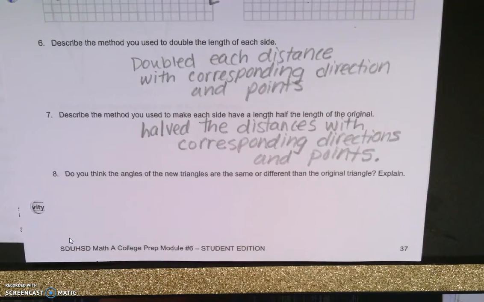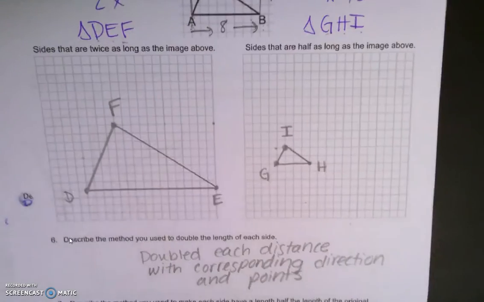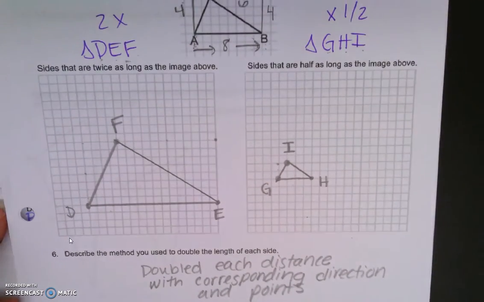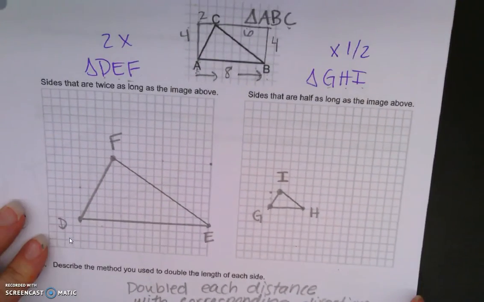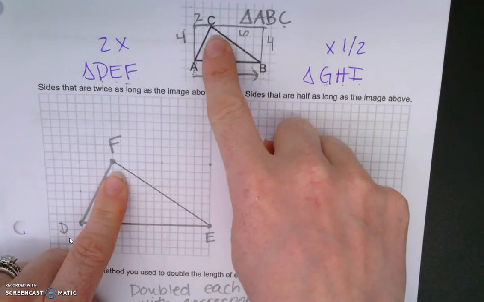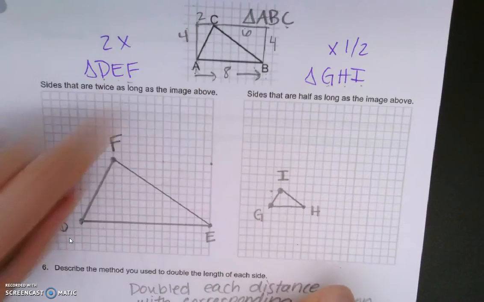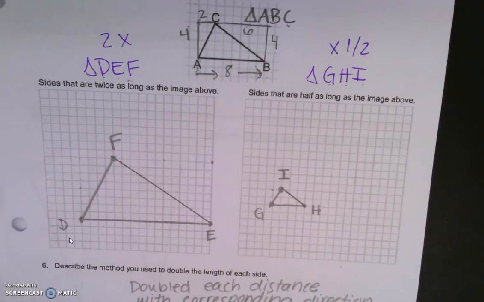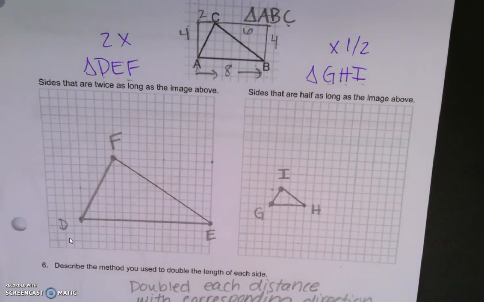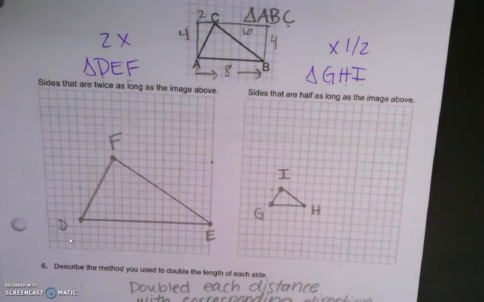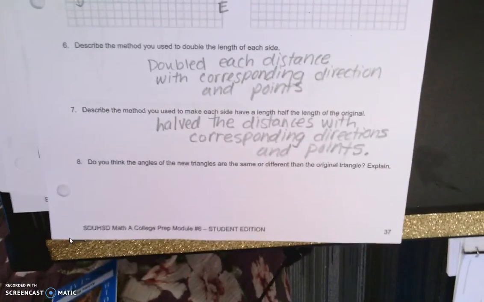Excellent. Do you think the angles of our new triangle are the same or different than the original triangle? Explain. Well, let's take a look. Do all these angles look pretty much the same? Did they double the angles when I doubled the side lengths? Or half the angles when I halved the side lengths? Not at all. All the angles, we call this preserving. Preserving means it didn't change.